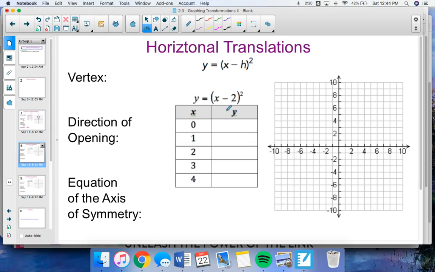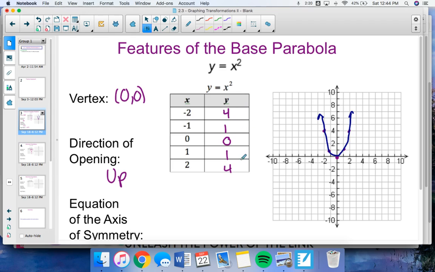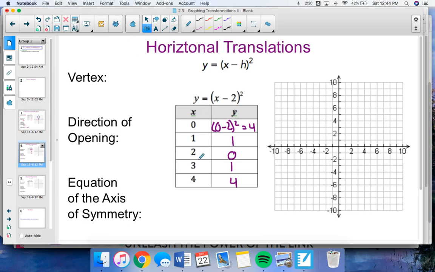So maybe you paused it, maybe you didn't. Well, let's go through it. So if x is 0, then we do 0 minus 2 squared. So it'd be negative 2 squared, which is 4. 1 minus 2 squared would be negative 1 squared, which is 1. 2 minus 2 squared is 0. 3 minus 2, which is 1 squared, is 1. And 4 minus 2 is 2, and 2 squared is 4. So these y values are very familiar, but remember, the x values are different here.